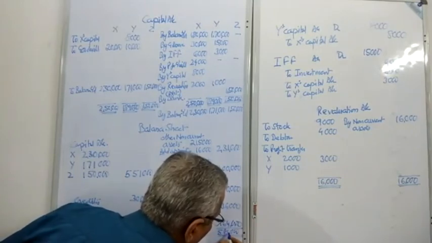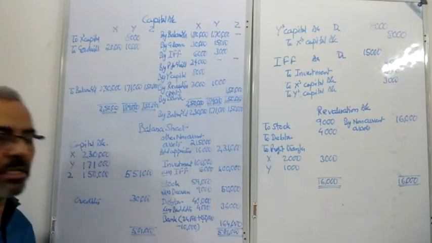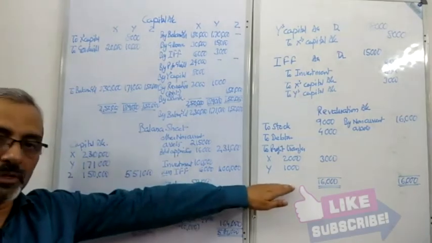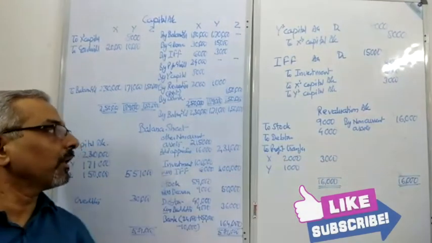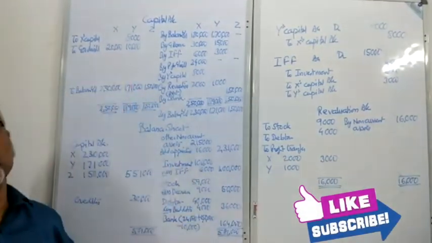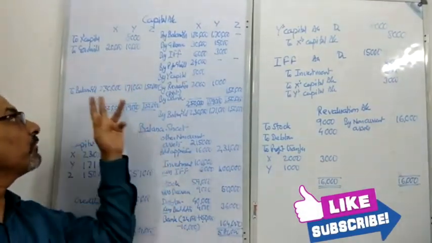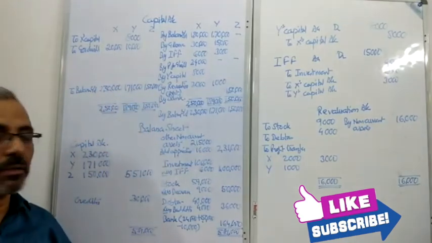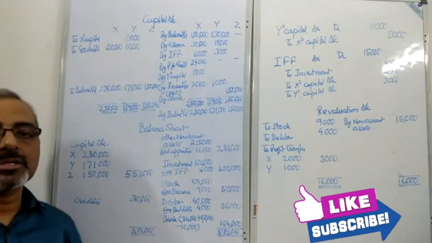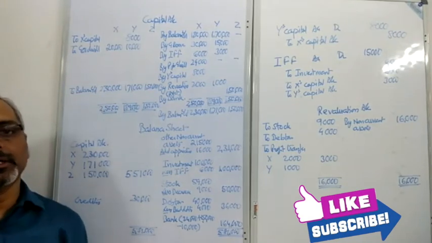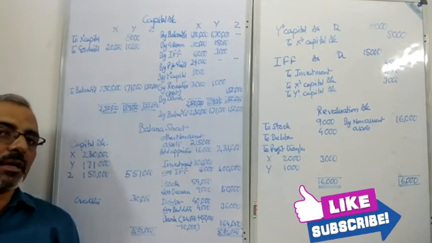If you see very carefully, this question had asked us to prepare the revaluation account, which we have done, and the result of the revaluation account was a profit of 3,000. Then they have also asked to prepare the capital account, which we have done, and we have found out the balances of the partners. And finally, the question had asked us to prepare the balance sheet, and the balance sheet has tallied at 5,81,000. I hope you have understood the calculation.